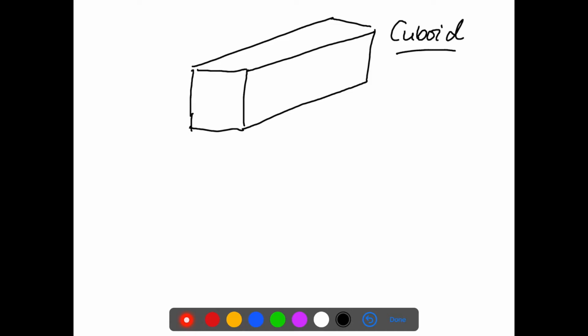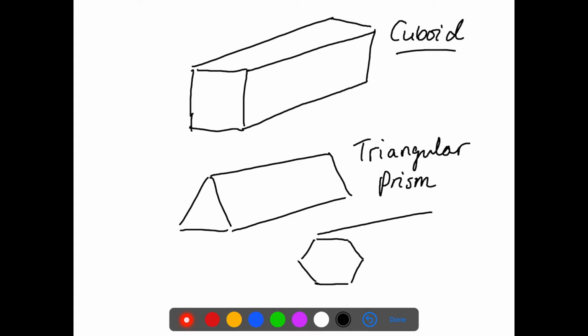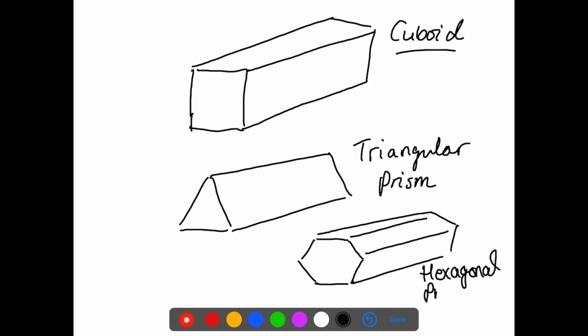So even though a cuboid is technically a prism, we also have something that might look like this. I'm not brilliant at drawing these shapes, by the way. And you might know that this is called a triangular prism. We could even have something like this, and that could be a hexagonal prism. Again, not that I'm very good at drawing, but we're kind of doing okay. Hexagonal prism, because it's a hexagon, obviously.